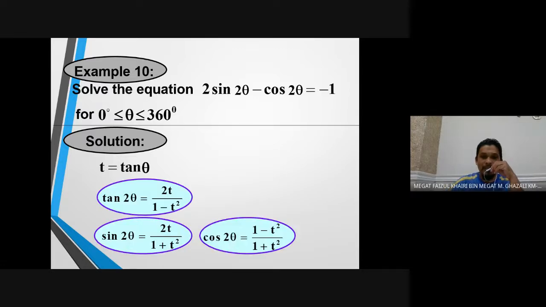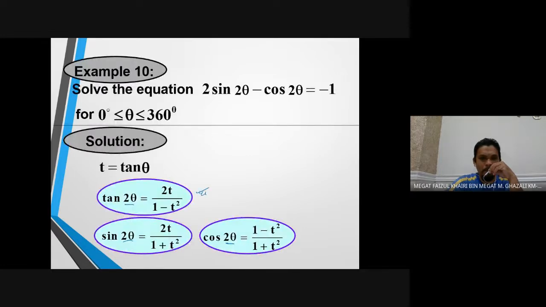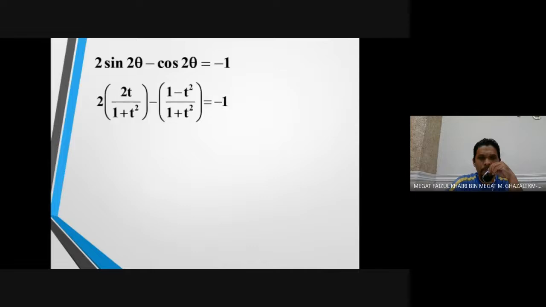Okay, so this is tangent 2 theta, sine 2 theta, and cos 2 theta. Just now is a tangent theta, sine theta, and cos theta. Okay, so substitute the variable sine 2 theta here and cos 2 theta here.